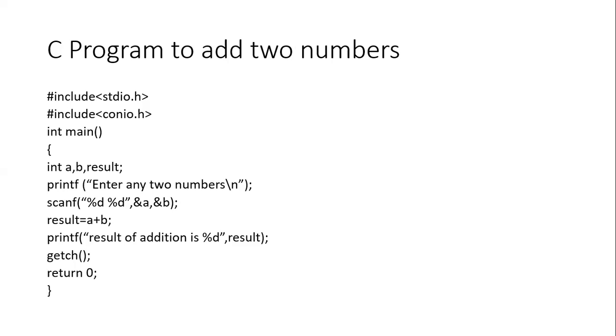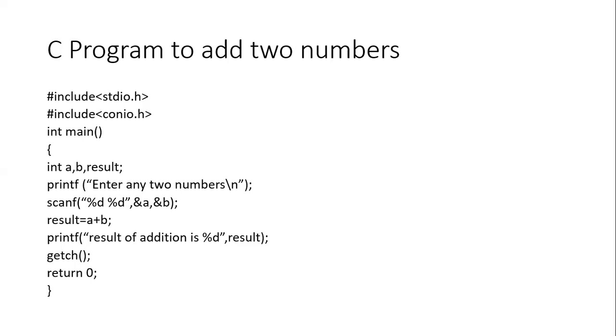Then there is a printf. In the printf function, 'enter any two numbers' will be displayed on your computer screen. Then you will enter two numbers and those two numbers are taken as input by scanf. Scanf takes the input from the user. So there is %d, ampersand a and b. Those two numbers are integers, that's why we are using %d.